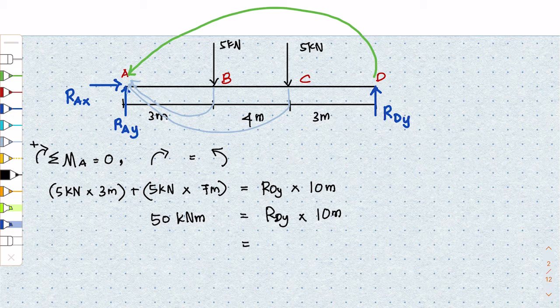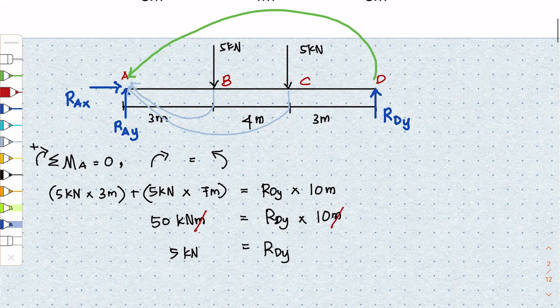Then we get 5 kilonewton. Ini adalah R dy. Therefore, that's why dia dalam kilonewton. This is force. Kita nak dapatkan the value for the force, the support at point D.